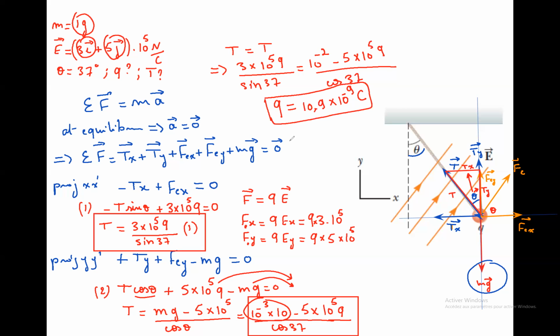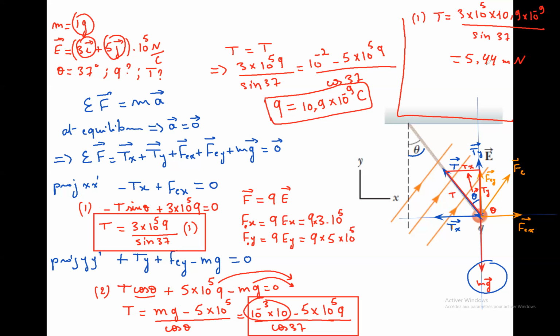We substitute Q in equation 1. So we can say here, equation 1, we have T equal 3 times 10 power 5 times Q, which is equal to 10.9 times 10 power minus 9, divided by sine 37. You will get the final answer equal 5.44 mN. Thank you.